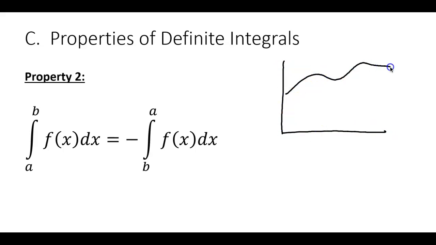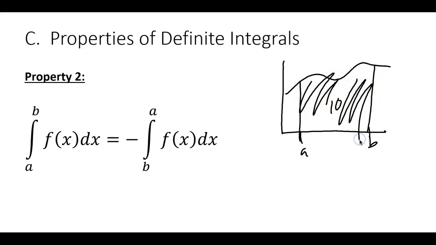So I've got a function here that's going from a to b, right? The area, let's say it comes out to be 10, right? From there to there. That's if I'm going this way. But if I'm going from b to a, now what's my area? Negative 10. Does that make sense?